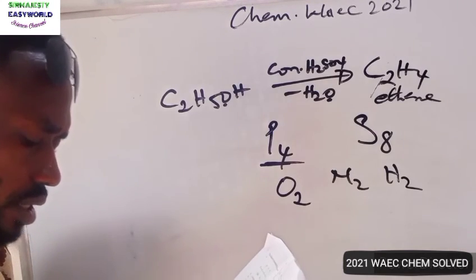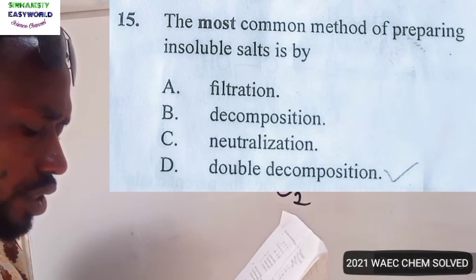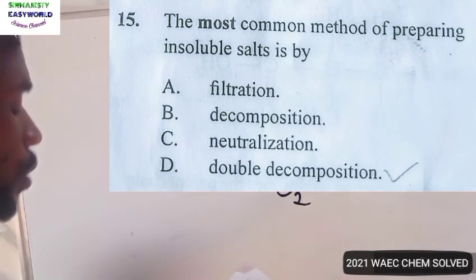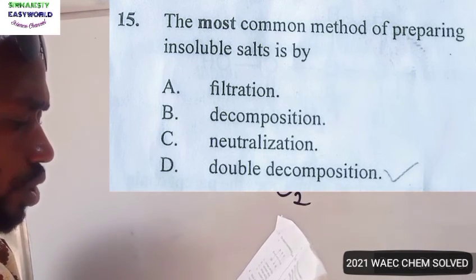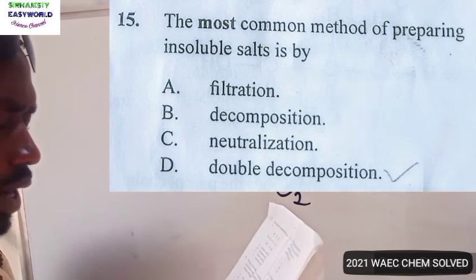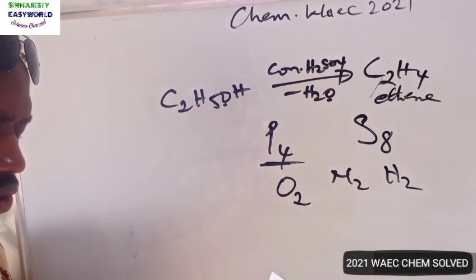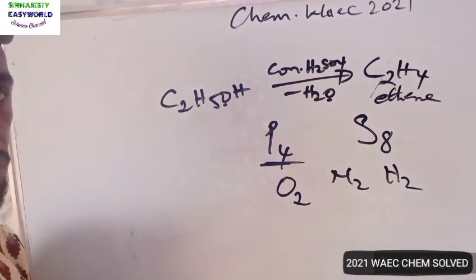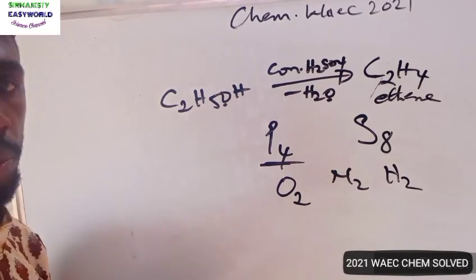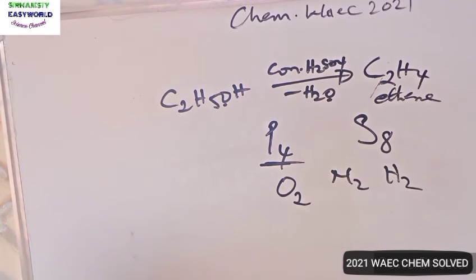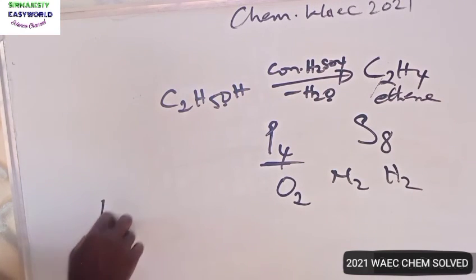Then question 15 says the most common method of preparing insoluble salts is by, as we just demonstrated in question number 8, of course, you prepare it by double decomposition, which is option D. In double decomposition, you are required to bring 2 soluble samples. It involves the reaction of 2 soluble aqueous compounds to produce 1 insoluble or volatile or gas product with 1 soluble compound. So in that case, any soluble salt, like you saw in barium sulfate, I will use that number 8 to demonstrate again.